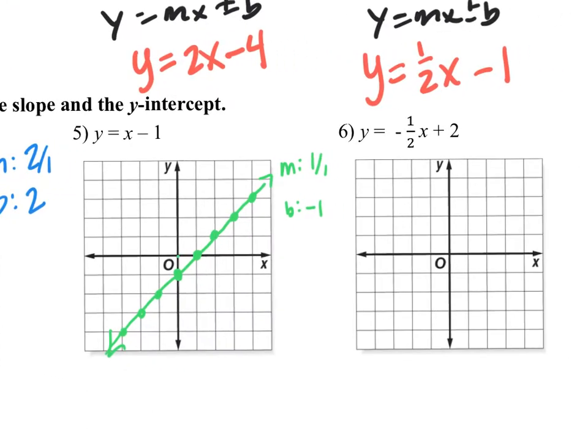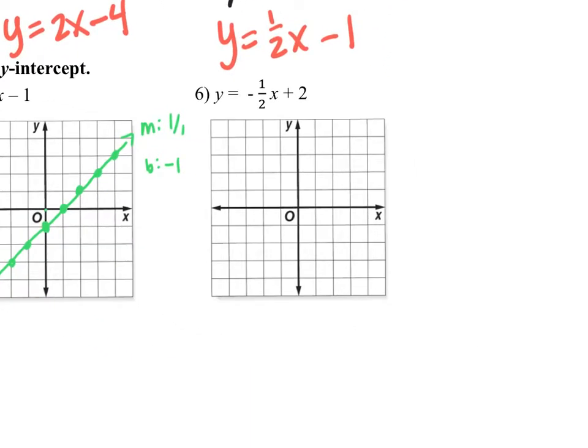Okay, let's look at number 6. My m is -1/2. My b is 2. So I'm going to go on my y-axis and go up 2. And then it's negative, so I'm going to go up 1 and to the left 2. Up 1 and to the left 2, because it's negative. It's going the opposite way. If it's positive, I go up and to the right, or I can go down and to the right.